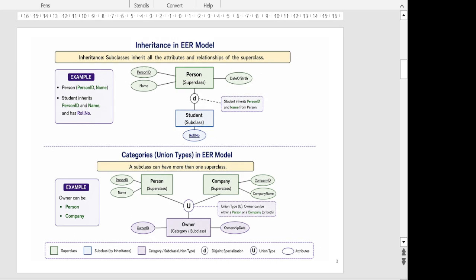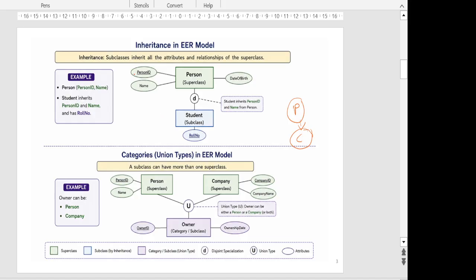So what is inheritance? In a general sense, inheritance means some of the properties are acquired from the parents. For example, in the real world, children get some of the properties or assets from their parents. So this is the inherited property. The same concept we are going to apply in our IMS subject.